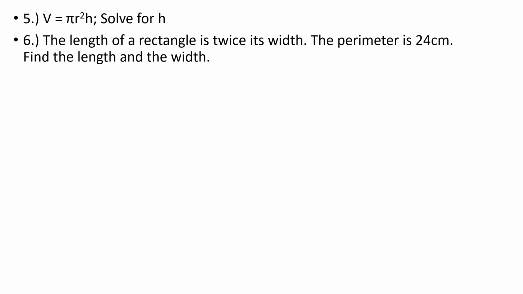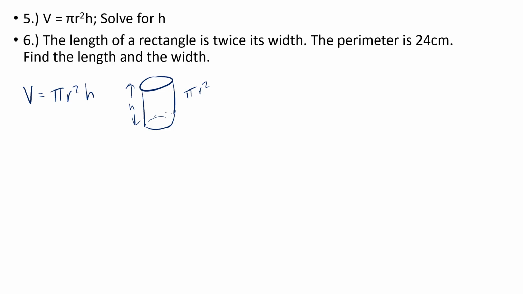And problem 5 here. So for problem 5, we have what is this? This is the volume of a cylinder. So here's my cylinder. You find the area of the circle. The area of the circle is pi r squared, and then you multiply it by the height, and that tells you the volume. And we are being asked to solve that for h.